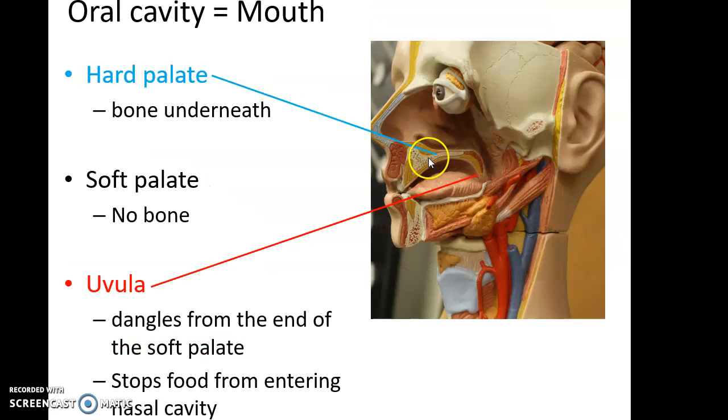The roof of the oral cavity is called the hard palate, where you have bone, and then soft palate, where there is no bone. And then that little bit at the end, that bit of tissue that dangles down in the back of the oral cavity, that piece of tissue is called the uvula. So the uvula dangles off of the soft palate. The soft palate and the uvula have important functions. When we swallow, they push up and block the nasal cavity, so they prevent food from going up into the nasal cavity.